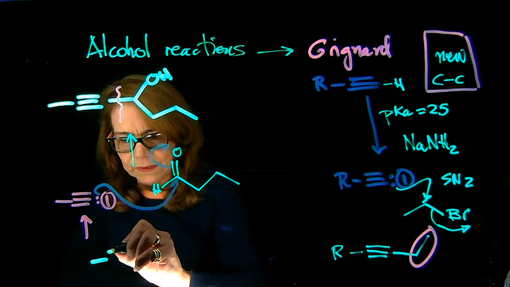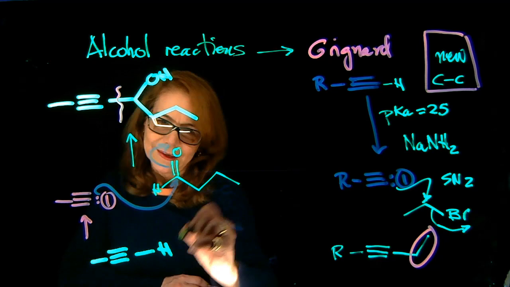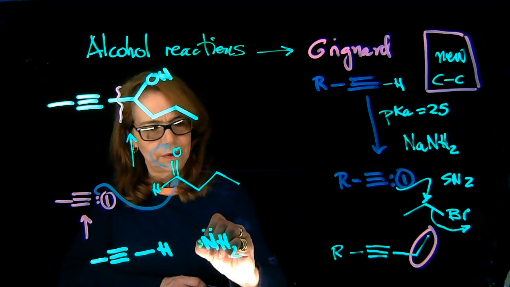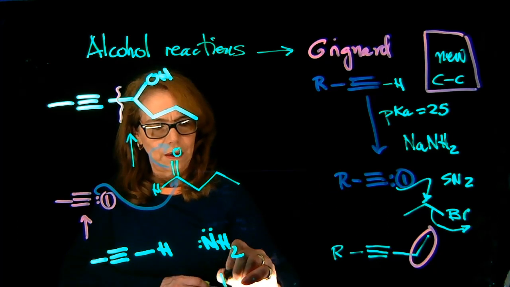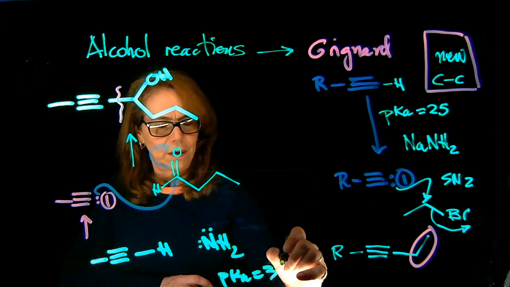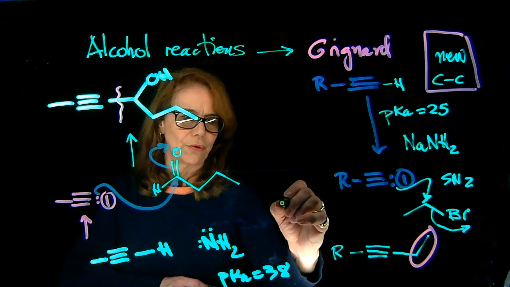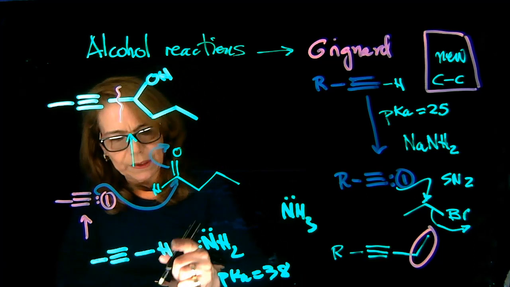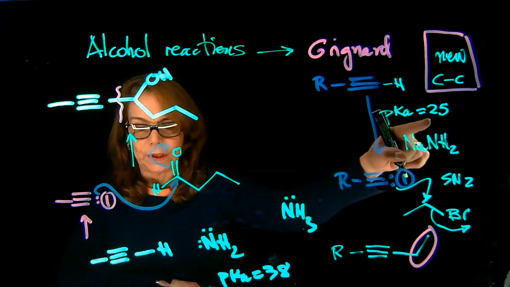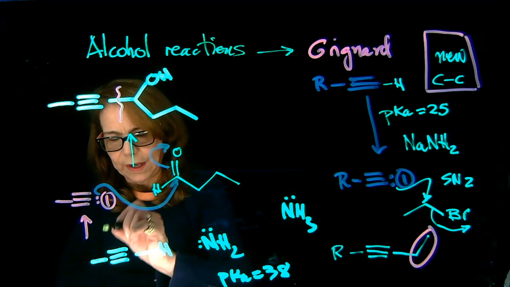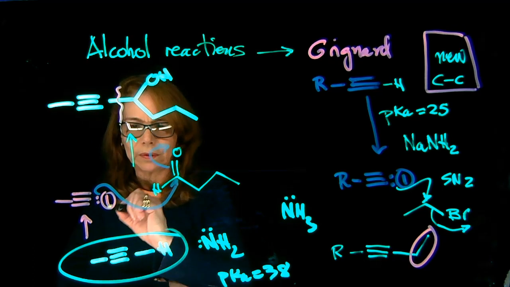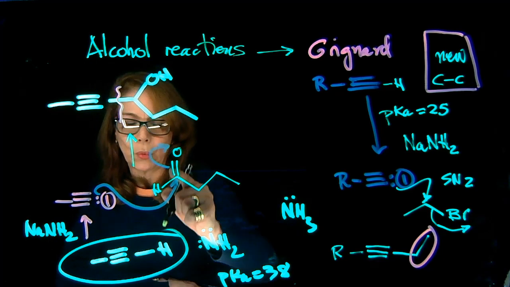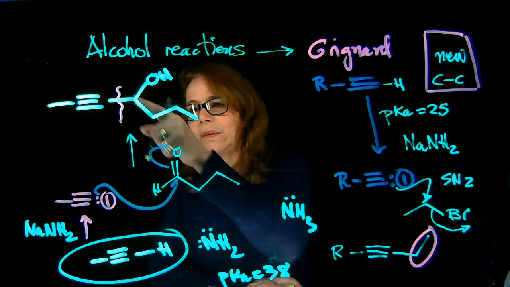So we have a terminal alkyne, and this time I'm going to draw just the hydrogen, with sodium amide. Here that works, a pKa of this is 38. Well, actually that pKa refers to ammonia, the conjugate acid of that base. Because it's larger than this pKa, it works. It will form the anion that we have here. So we start with a terminal alkyne, react it with sodium amide, and then react it with the aldehyde. We will have the nucleophilic attack.